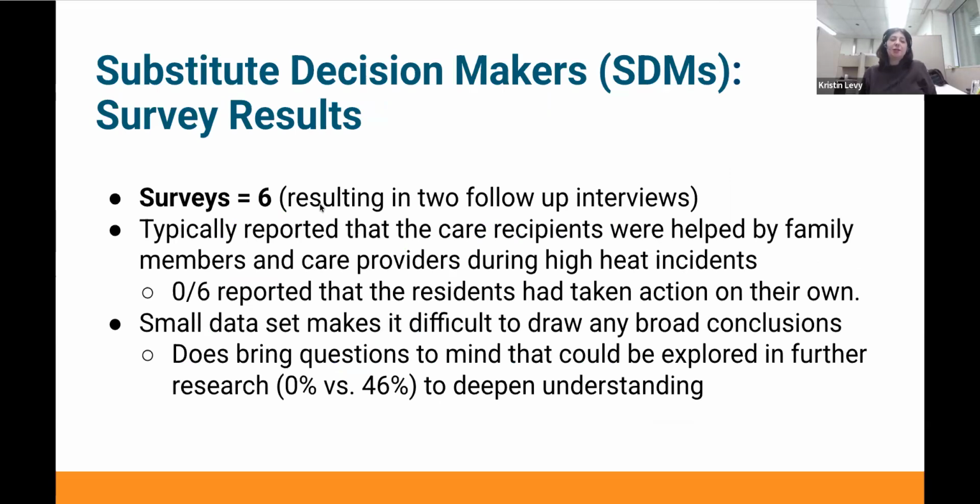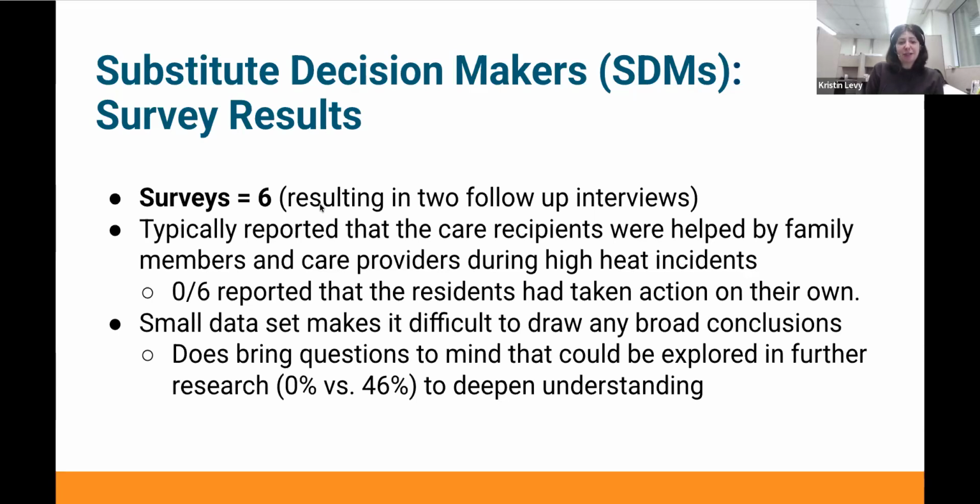And then another key group that we did try to reach out to was SDMs. Unfortunately, they were a really difficult group to reach this year. So we only had 6 surveys and 2 follow-up interviews with SDMs. So it's a pretty small data set.